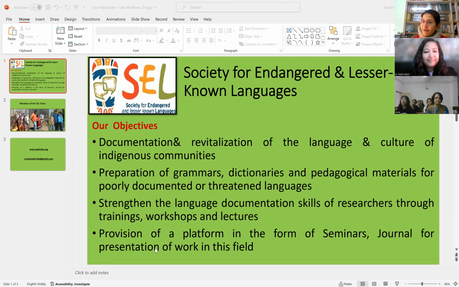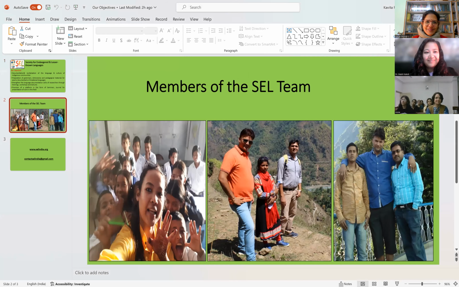And we have a very small team of SEL members. So these are our team members, all young researchers. Some have been awarded PhD. When Dr. Kakuti started working with SEL and with us, she was pursuing her PhD. Now she is a doctor, Dr. Vishnu Singh and Dr. Ajay Kumar Singh and few of others.